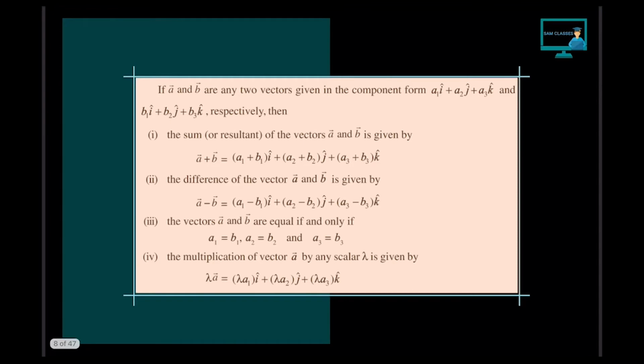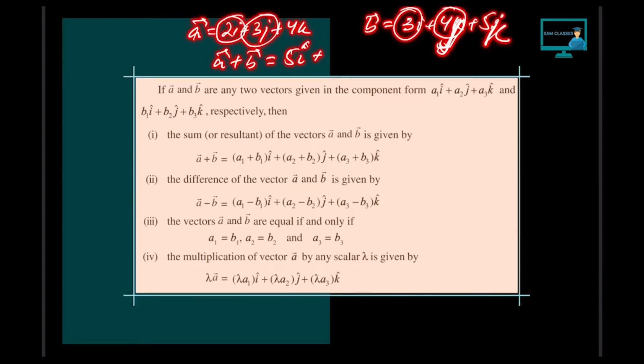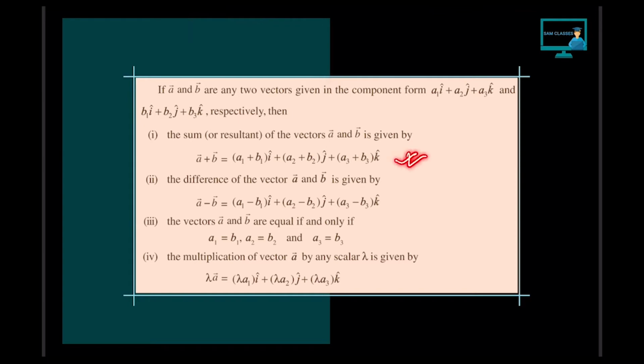Now, if two vectors are given, let's say A vector equal to 2i plus 3j plus 4k, and my B vector is equal to 3i plus 4j plus 5k. If I add A vector plus B vector, what will happen? The i cap components will be added, so 5i cap. 3j and 4j, 3 plus 4, 7j, plus 4 plus 5, 9k. That's it, done. Clear? So addition is just individual: i components, j components separately, and k components.